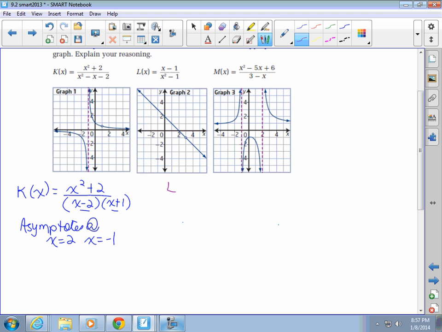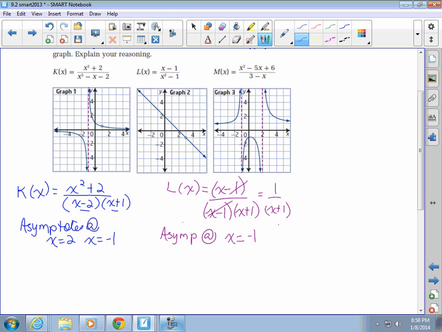So L(x) is equal to x minus 1, can't factor, but I have x squared minus 1 on the bottom, so that means I'm left with x minus 1 times x plus 1. That's just a difference of squares. So if I do my canceling, this and this cancel, so I'm left with 1 over x plus 1. So the factors that don't cancel leave me with an asymptote, so I have an asymptote at x plus 1 equals 0, so at x is equal to negative 1.